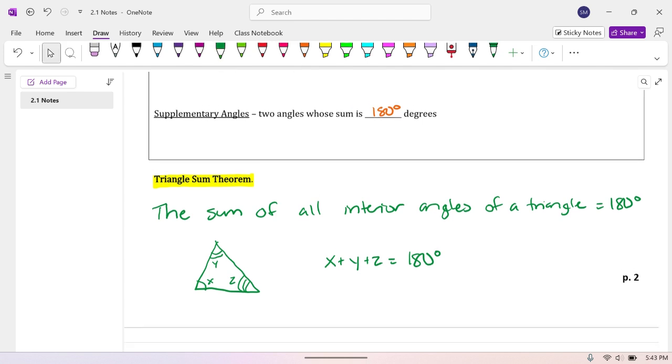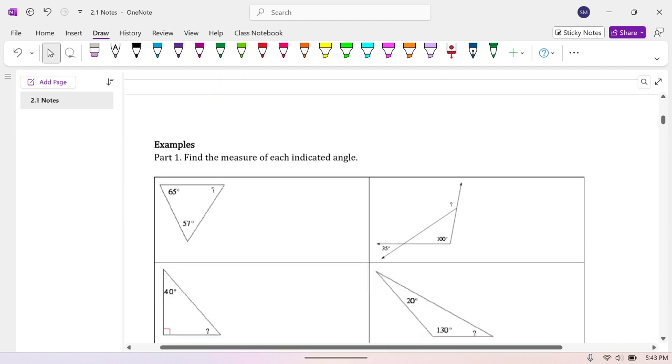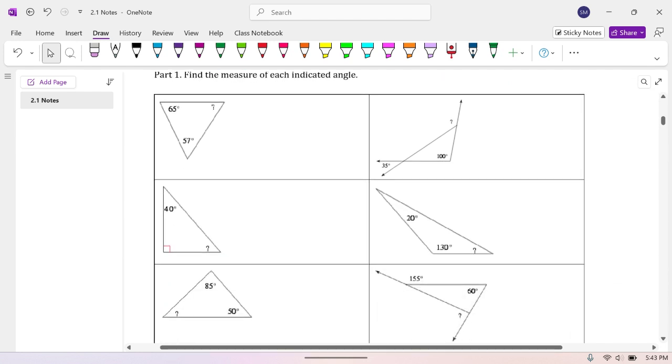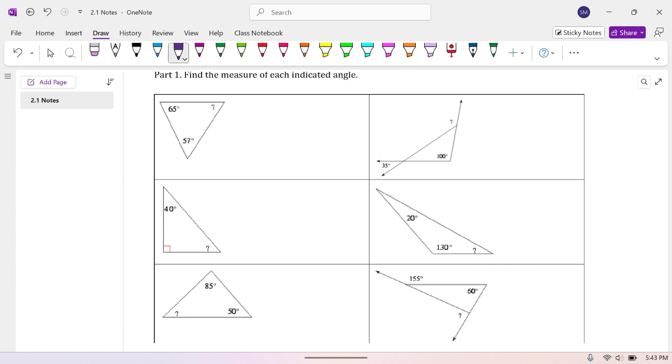All right, so let's do an example or two together. So I'm going to pick and choose some of the ones that I believe are harder, and then whatever's left, I would like you guys to try on your own for homework. All right, so I'm on page 3 now. So I'm going to do the top right example first.